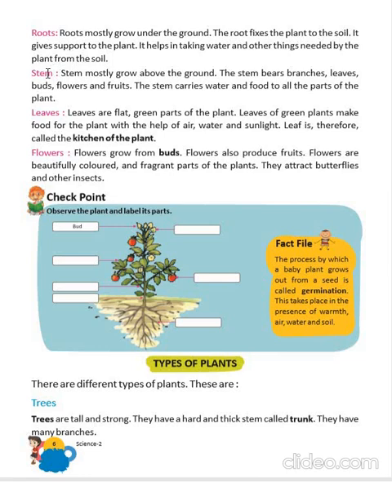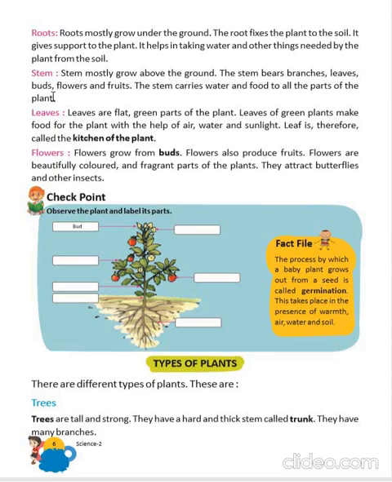Now come to stem. Stem mostly grows above the ground. These are stems. The stem bears branches, leaves, buds, flowers, and fruits. The stem also carries water and food to all the different parts of the plant.